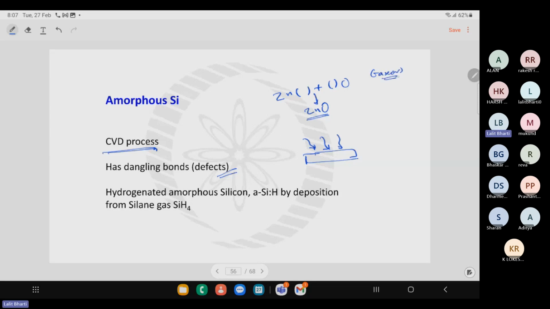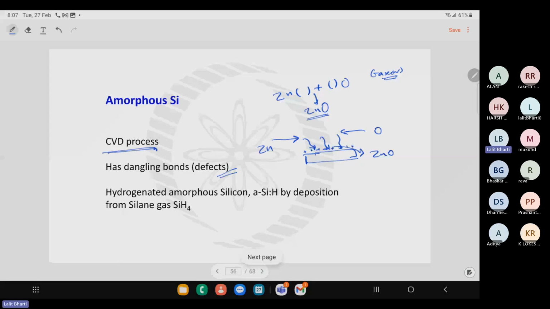So these are your reactants in the gaseous form. You will put one gas of Zn precursor, then one gas of oxygen precursor, then they will interact and make a ZnO product, and you will get a single layer of ZnO deposited on the substrate. That is called the CVD process, chemical vapor deposition.